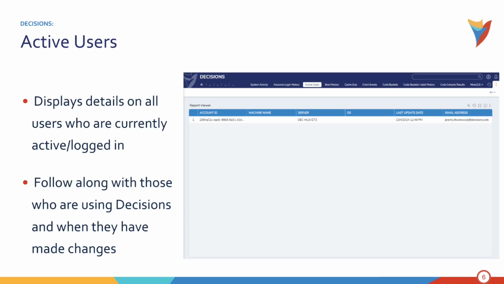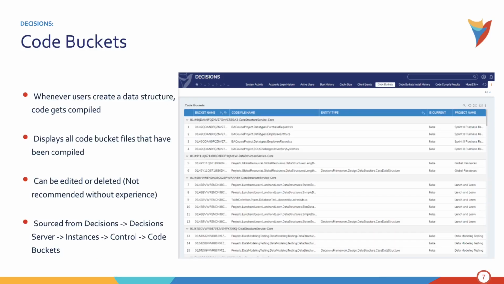Now we're going to skip a couple that are kind of basic, like your boot history, showing the details on when the process was restarted and booted up and things like that. Because the next three after that are vastly important: the code buckets, code bucket install history, and code compiler results. All of these have details related to code.